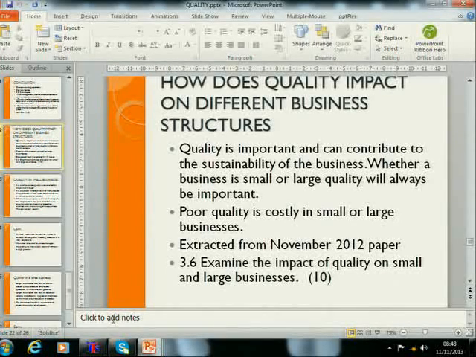and can contribute to the sustainability of the business. If you've got quality in the business, your business will definitely be sustainable because you attract customers. Like I said before, you attract customers if you give quality. Whether a business is small or large, quality will always be important. So quality is not just important for a small business or a large business. It's important for any business. Poor quality is costly in small or large businesses.